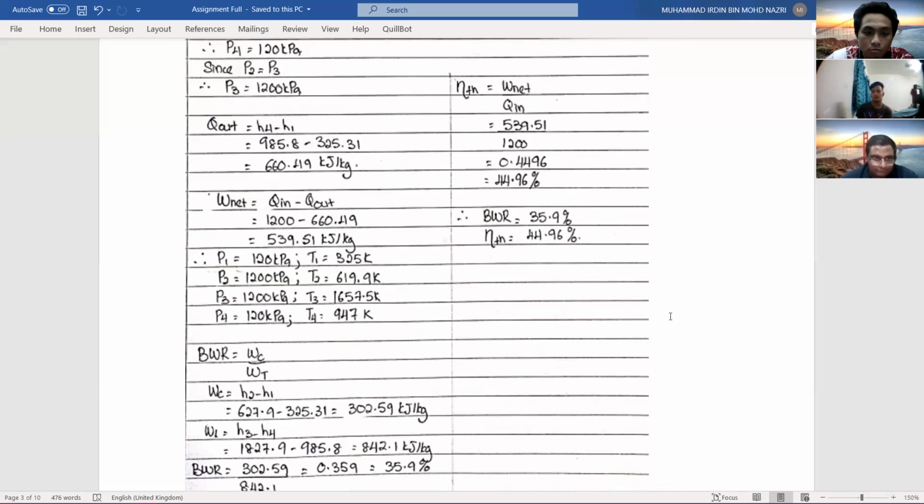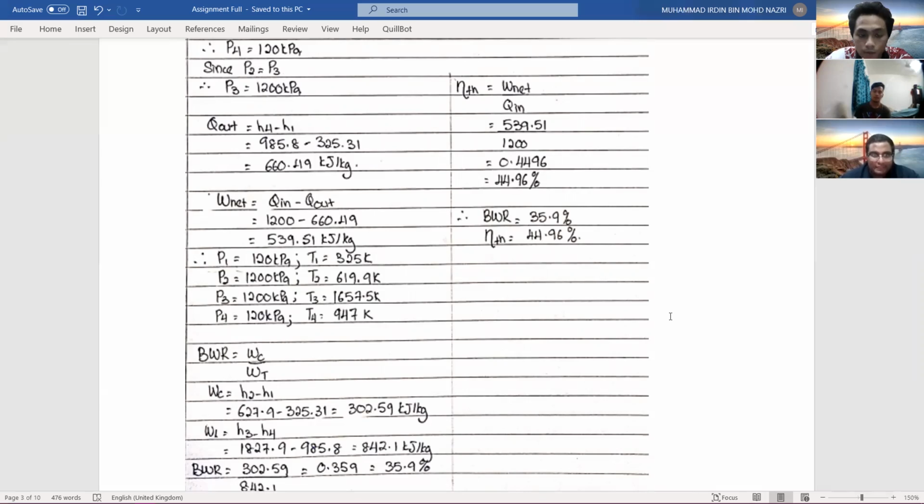So we find the net work by subtracting Q in and Q out. So we can get 539.51 kilojoule per kg, which is within the given range. From that we can get all the pressure for each point and the temperature for each point.